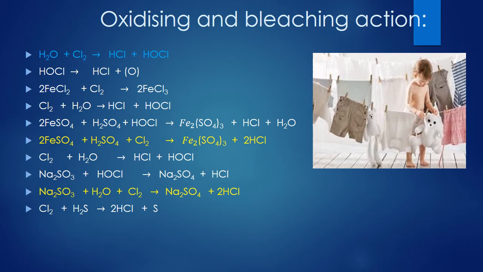Next, about the oxidizing and bleaching action. This chlorine is a very good bleaching agent, and the bleaching action is permanent. So let's see how and why it acts as a bleach. When chlorine is dissolved in water, the products obtained are hydrochloric acid and OHCl, that is hypochlorous acid, and it decomposes to give further hydrochloric acid plus oxygen, which is nascent oxygen, that is atomic oxygen. You know, it's highly reactive. Because of that oxygen, it can act as an oxidizing agent.